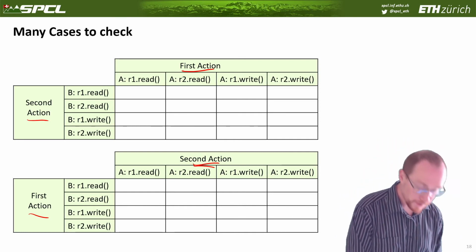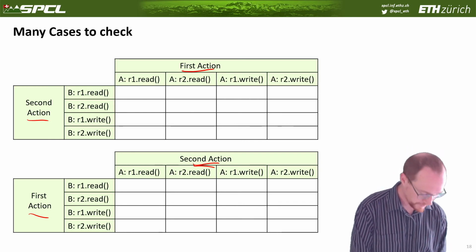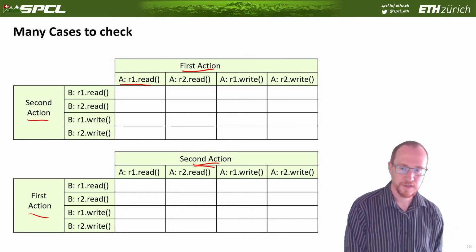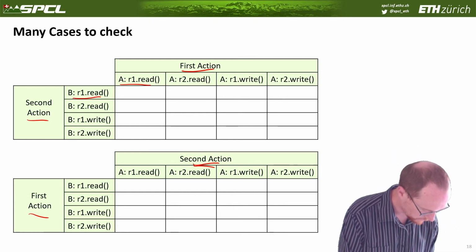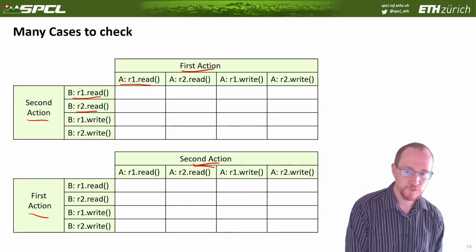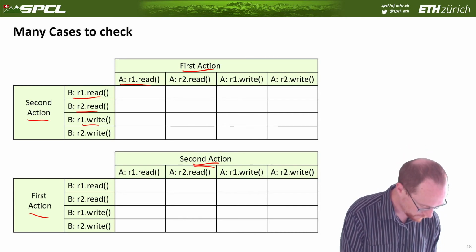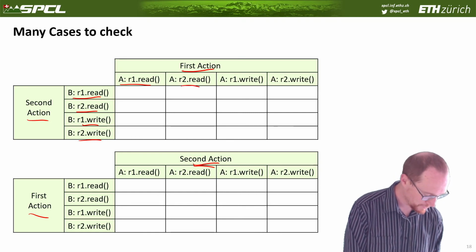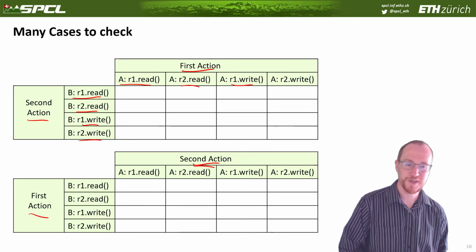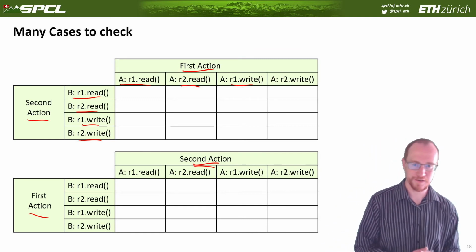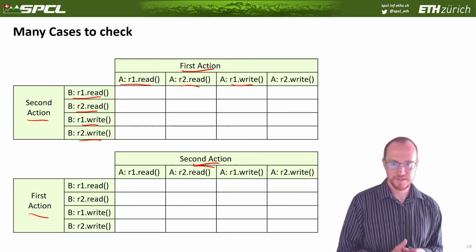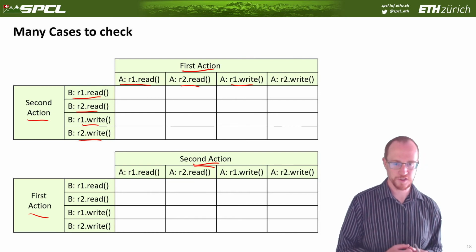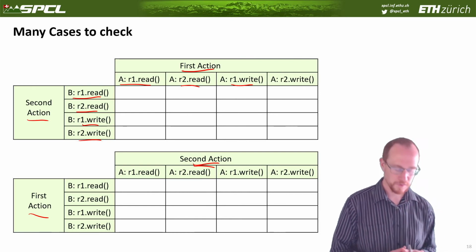So we could now look at all these combinations. So the first action is A reads R1. And the second action is B reads R1, or B reads R2, or B writes R1, or B writes R2. And then the first action accordingly could be A reads R2 or writes R2, and then all the combinations of these reading and writing R2 and R1. So these are 16 combinations total, 4 by 4, because we have 2 registers and 2 options for each. So 2 to the 4.